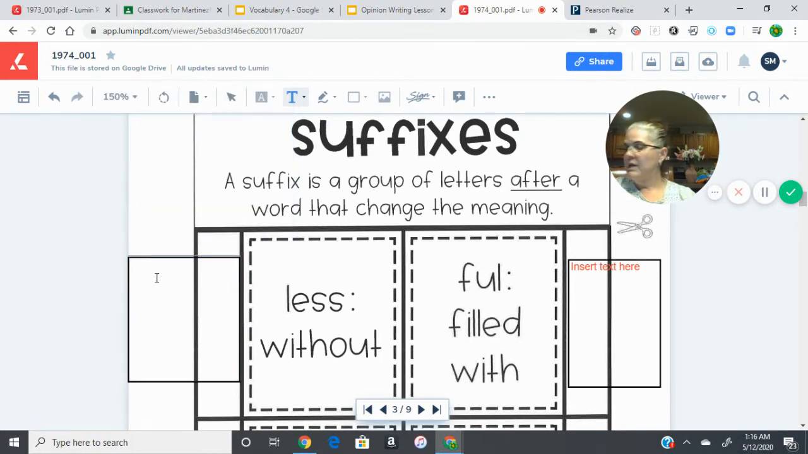All right, so toothless would be using that word. Careless, not showing or without care. Endless, without ending. Helpless, without help. All right.